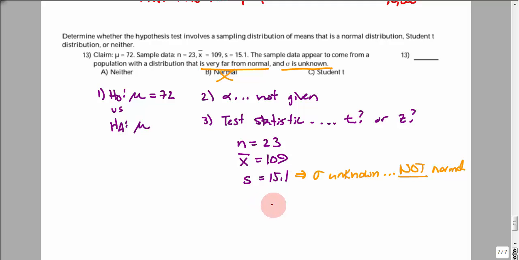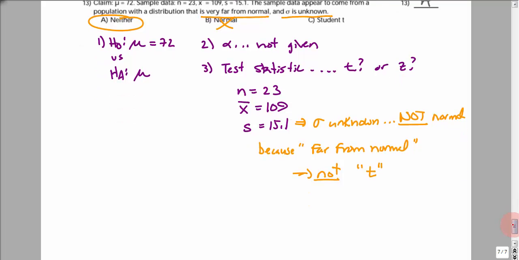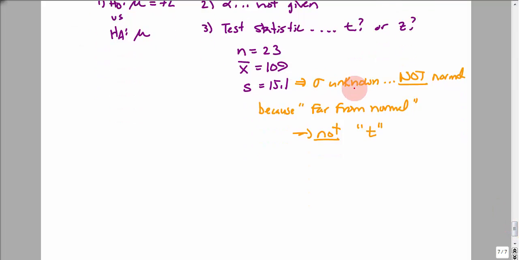Now, because the underlying distribution is far from normal, we can say that it's not the T. It's not the T distribution because in order to use the T distribution, my underlying has to be normal. So it's not the normal, it's not the T, so it's neither. So that's letter A.